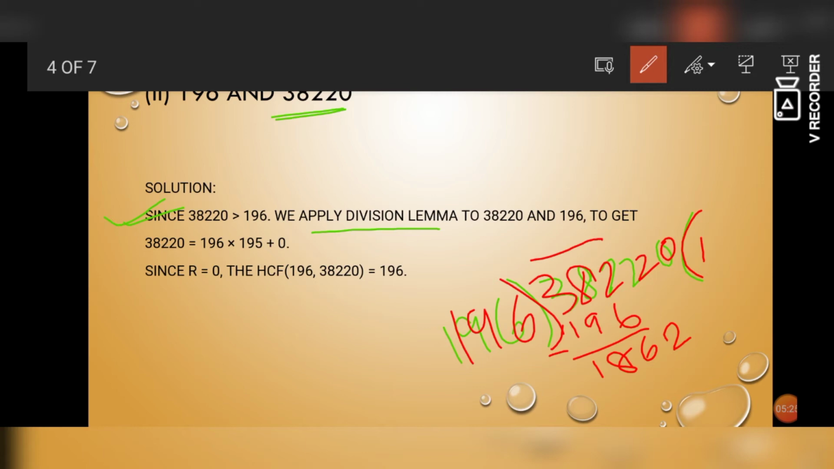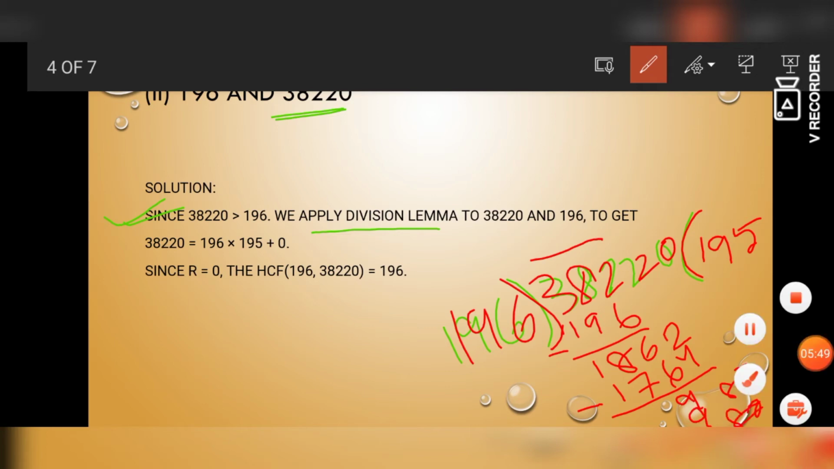Now we will go with 9. With 9 we have 1764. On subtraction we will get 980. This 0 will come down, so 980, and this goes 5 times, so again we will get 980. Now our remainder becomes 0.